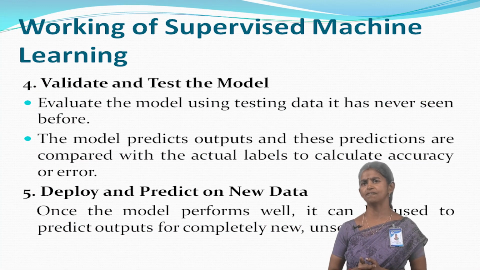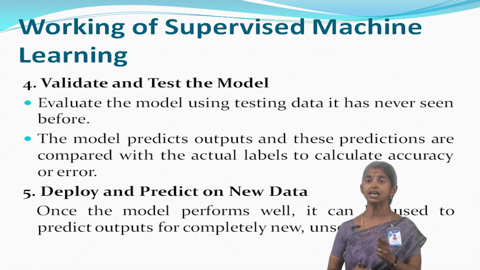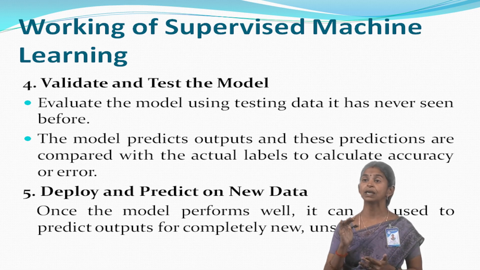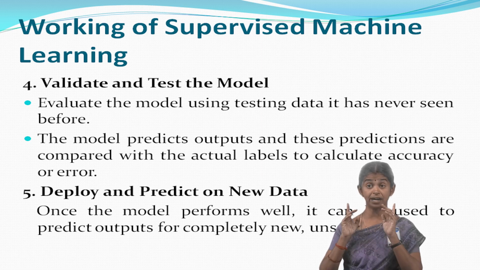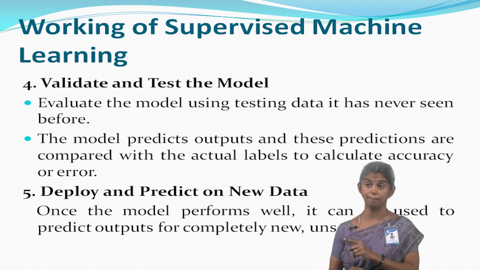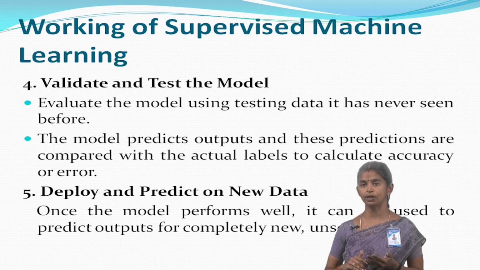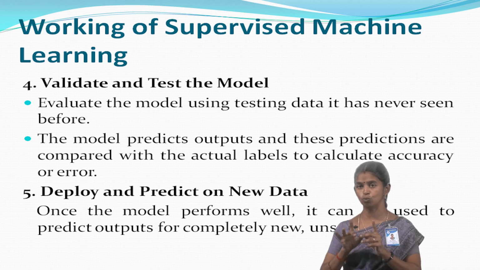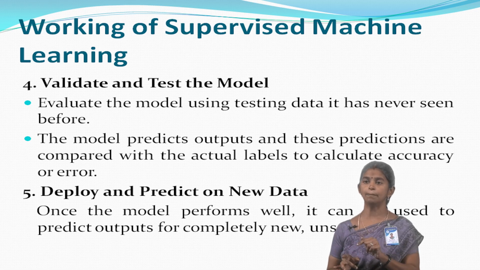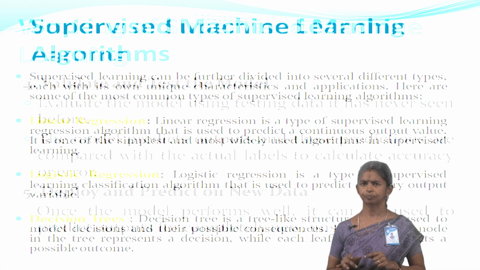Working of supervised machine learning, that is validate and test the model. Evaluate the model using testing data it has never seen before. The model predicts output and these predictions are compared with the actual label to calculate accuracy or error. Another one is deploy and predict on new data. Once the model performs well, it can be used to predict output for completely new unseen data.